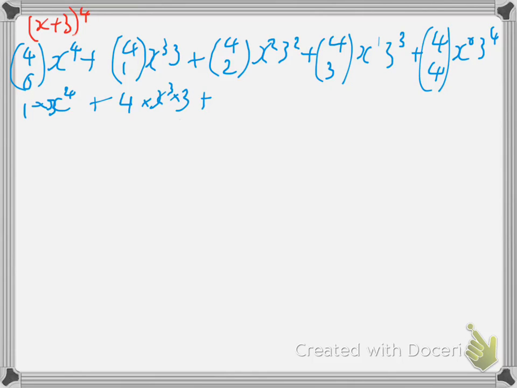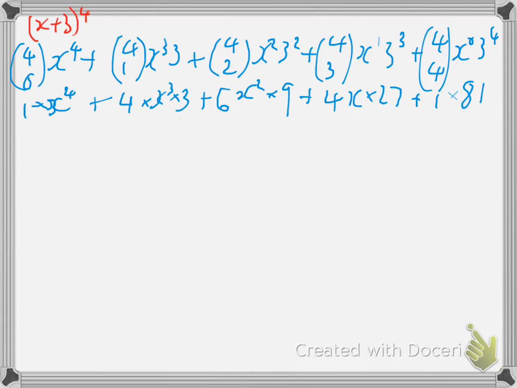Plus 4 choose 2 is, there's 6 ways that can happen, times x squared times, we may as well expand the 3 squared to 9. 4 choose 3. Now we start to go back. So 4 choose 3, there's 4 ways that can happen, times x times 27 for 3 cubed. 4 choose 4, there's only one way that can happen. x to the power of 0 is just 1, times 3 to the power of 4. So 27 times 3 is 81.